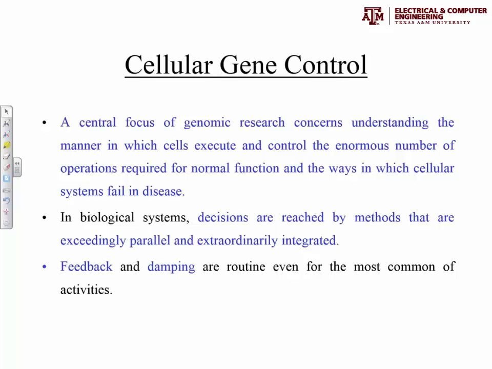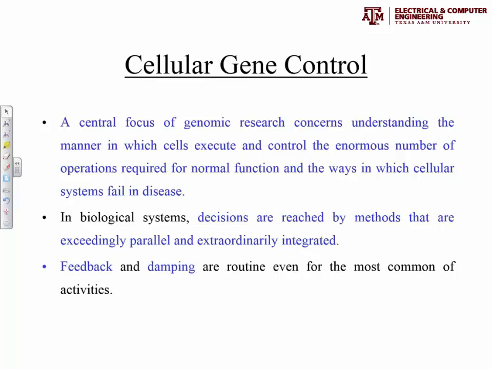So a central focus of genomic research concerns understanding the manner in which cells execute and control the enormous number of operations that are required for normal function, and the ways in which cellular systems fail in disease. We have already seen that. If you have an oncogene turning on, you could get uncontrolled cell proliferation leading to cancer. Or a tumor suppressor, which is like a brake on cell division, turning off, that also will be problematic.